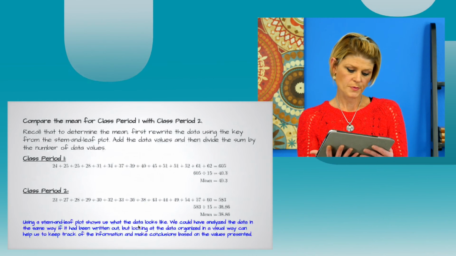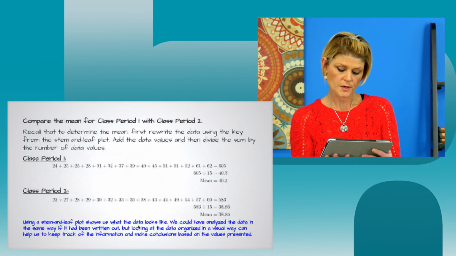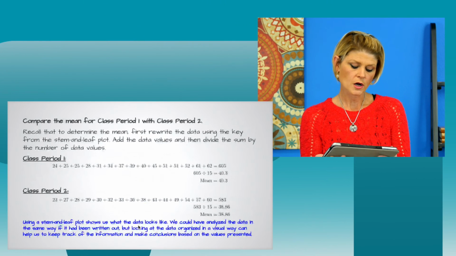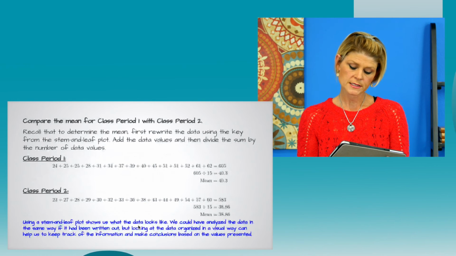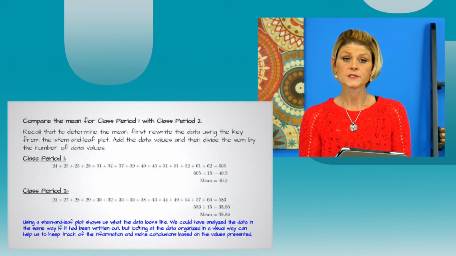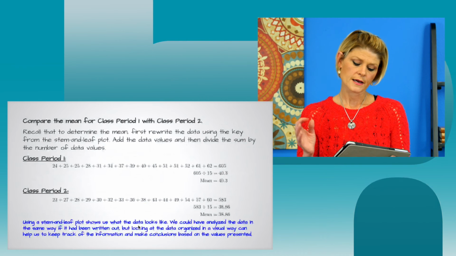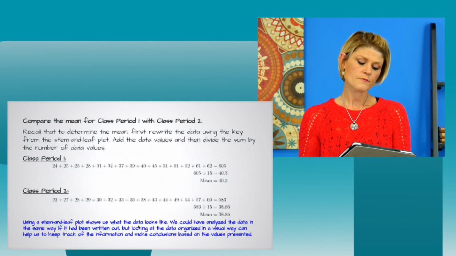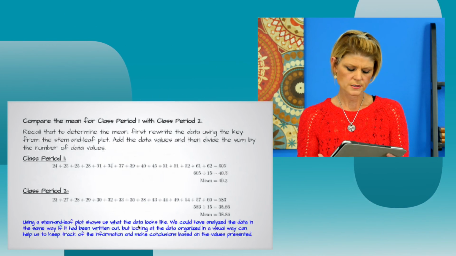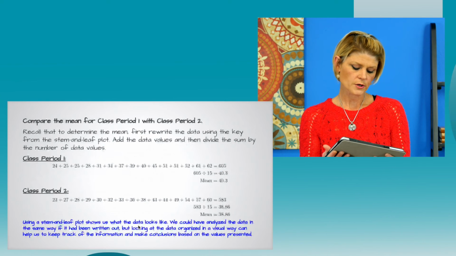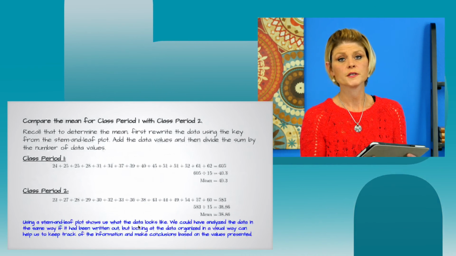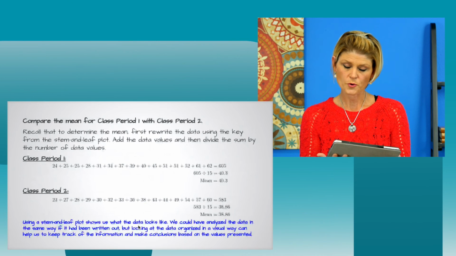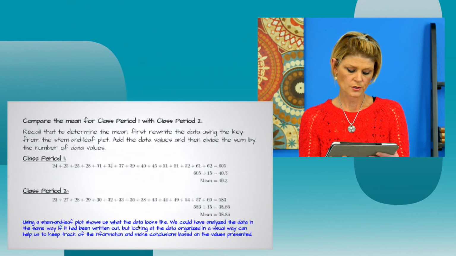The next one is to compare the mean for class period 1 with class period 2. And we want to recall that to determine the mean, we need to first rewrite the data using the key from the stem and leaf plot. Add the data values and then divide the sum by the number of data values. This is pretty easy. So we add them all up for class period 1 and we divide by the number of values we have, which we've already determined is 15. And we get 40.3 as the mean for class period 1.